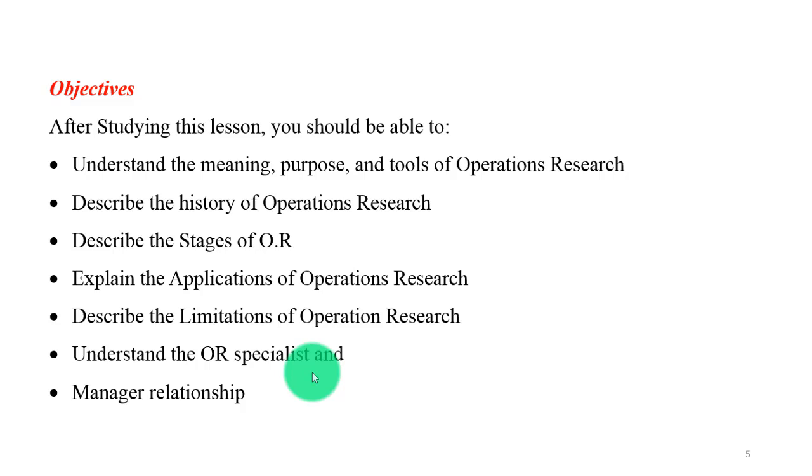The objective of this chapter is that after studying this lesson, you should be able to understand the meaning, purpose and tools of operations research, describe the history of operations research, describe the stages of OR, explain the applications of operations research, describe the limitations of operations research, and understand the OR specialist and manager relationship. These are the objectives of chapter number 1.